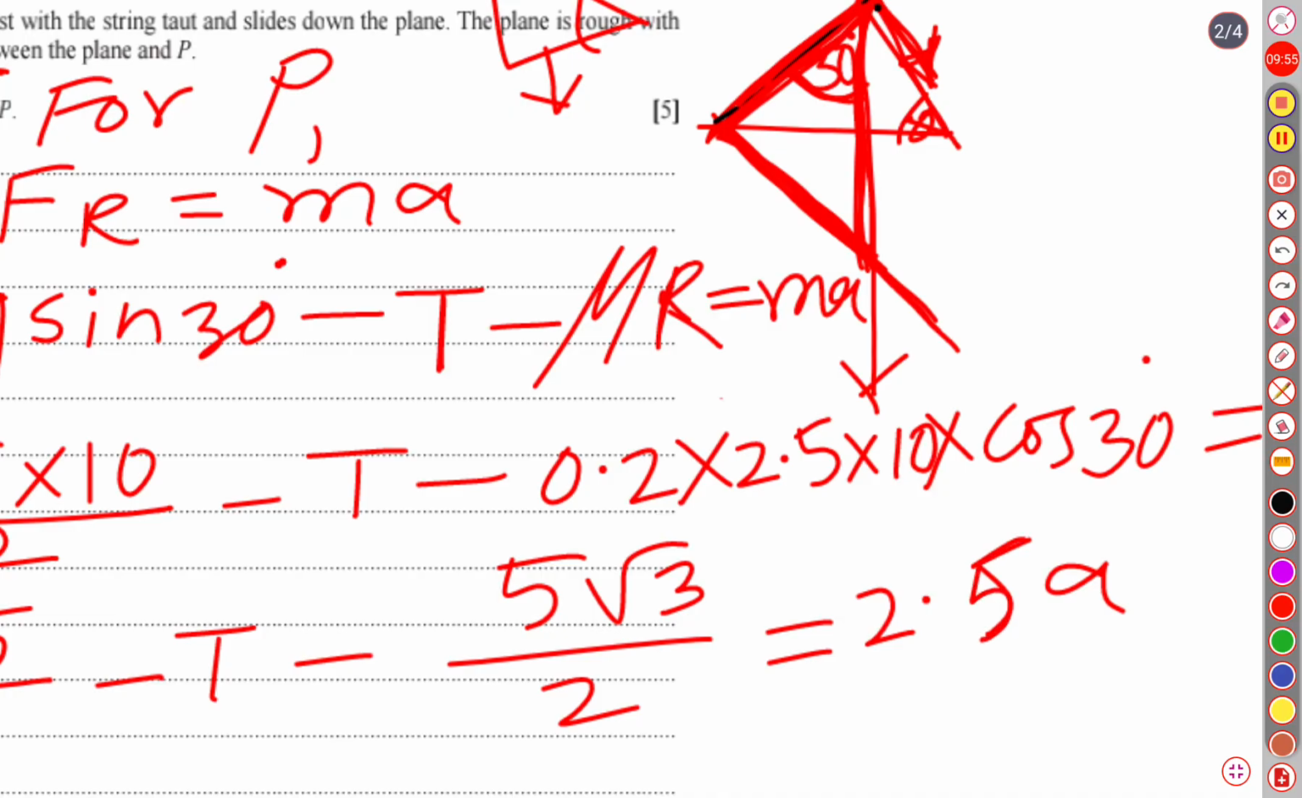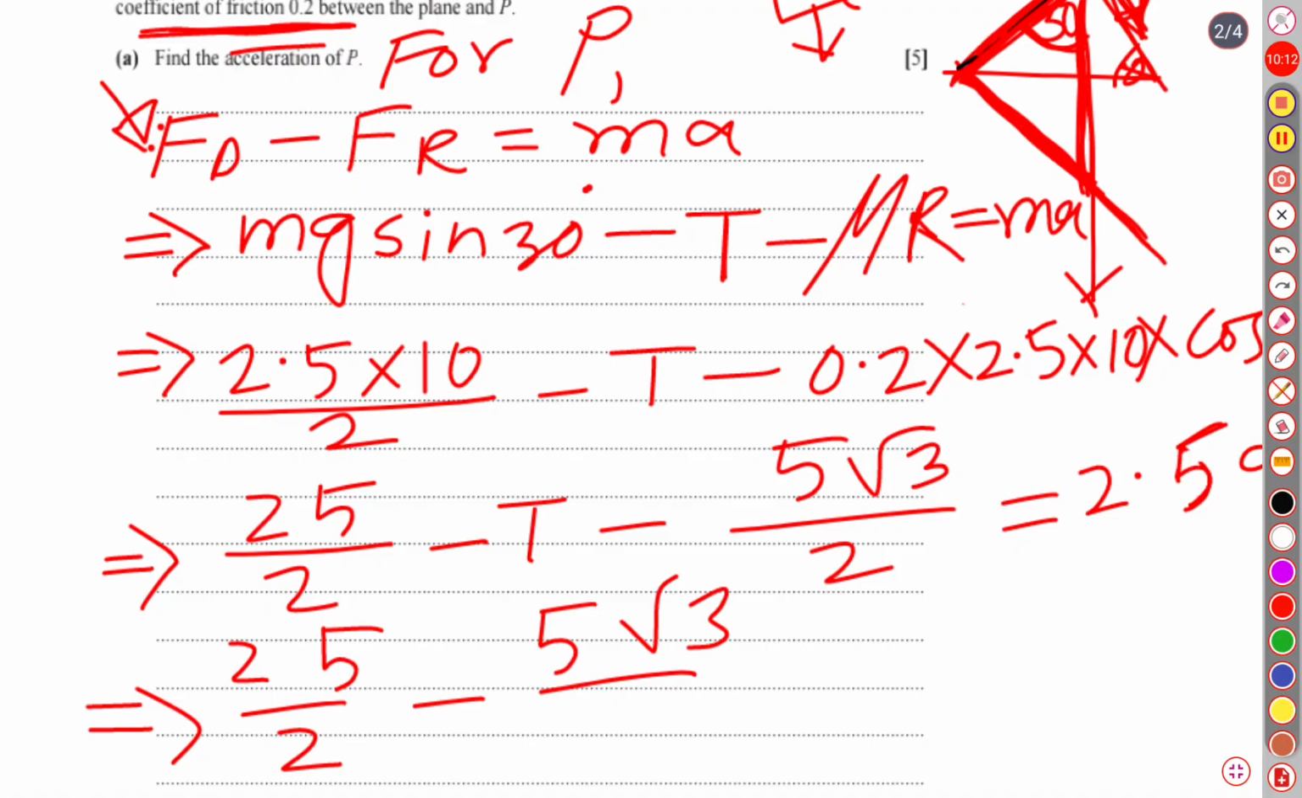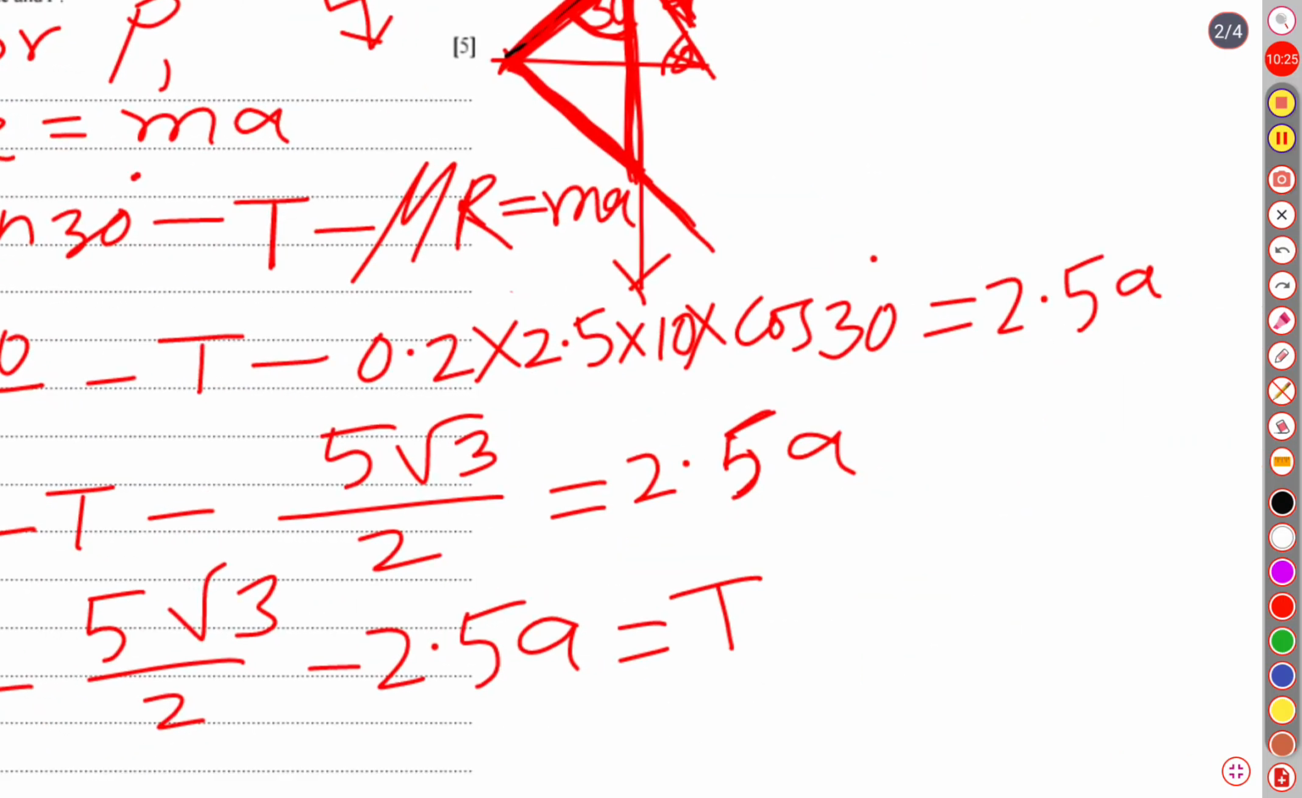Well, then if we simplify, we are going to get 25 over 2 minus 5 root 3 over 2 minus 2.5a. We are just isolating tension to the other side. Then we can leave it as equation number 1. So this is equation 1. We have already formed an equation using the particle P.